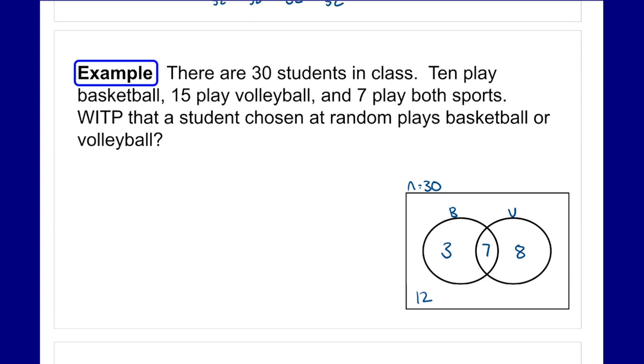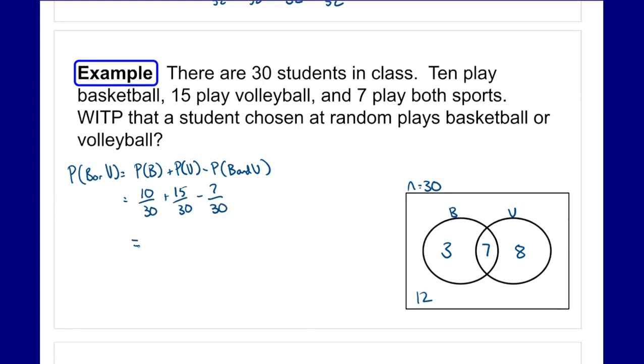So now we can apply our formula. We could do this without the Venn diagram, right? So there's one way: the probability of basketball or volleyball is the probability of basketball plus the probability of volleyball minus the probability of basketball and volleyball. So we have 10 out of 30 plus 15 out of 30 minus 7 out of 30, that overlap, which gives us 18 out of 30, or 60%, or 0.6.